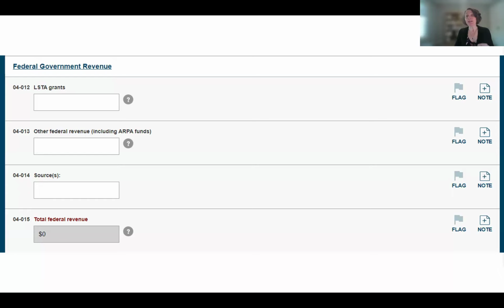If your library applied directly to a federal agency for funding, if you went to IMLS's page and applied directly to them for a grant and received something, this is where you'd report it. But for most libraries, that will be zeros across the board.